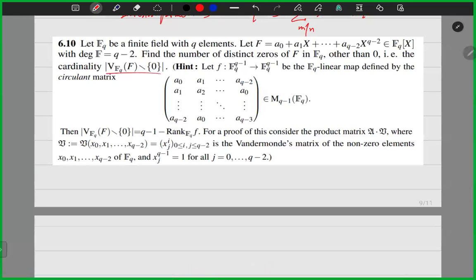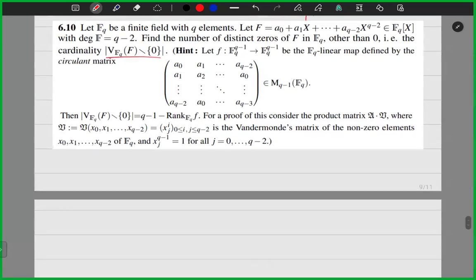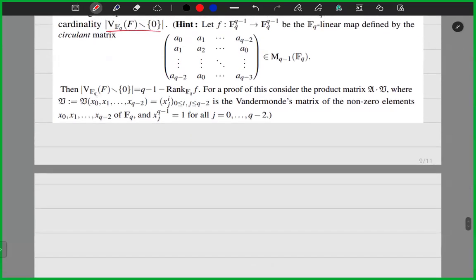A hint is given. Consider f as a linear function on F_q. We'll consider the circulant matrix. And then this cardinality is nothing but q minus 1 minus the rank of this matrix. Okay. Once the hint is given, it is not that difficult if you see it.